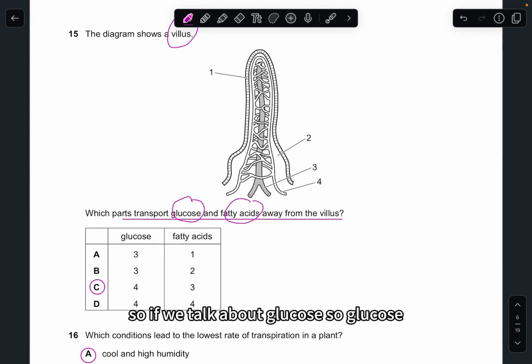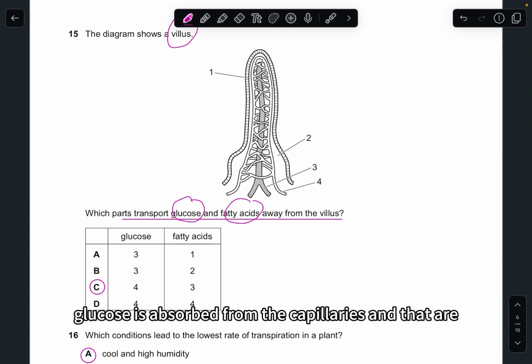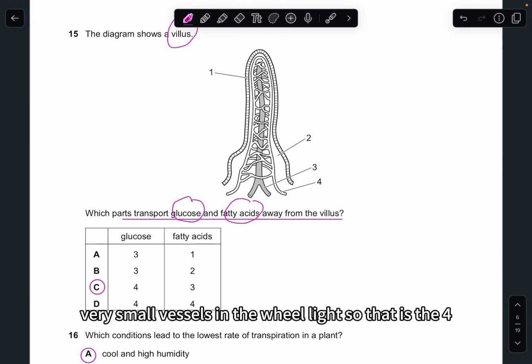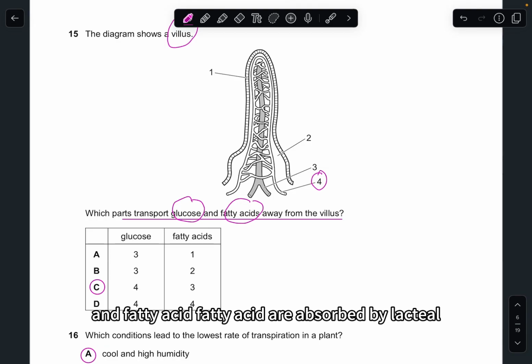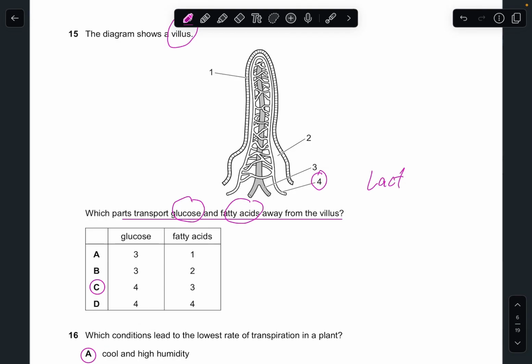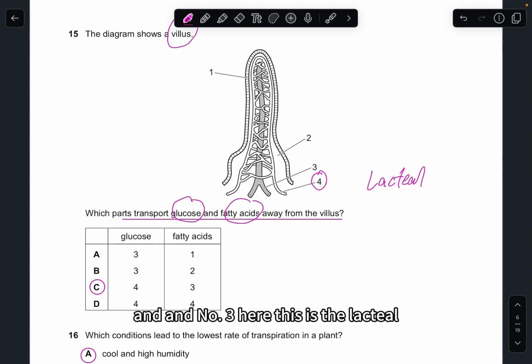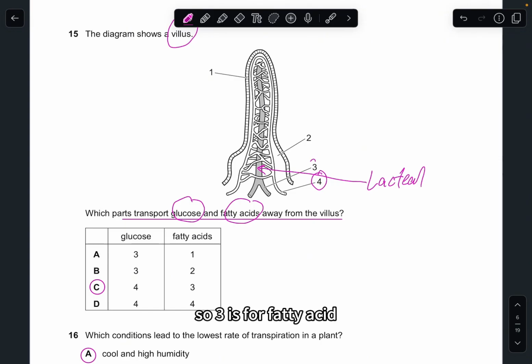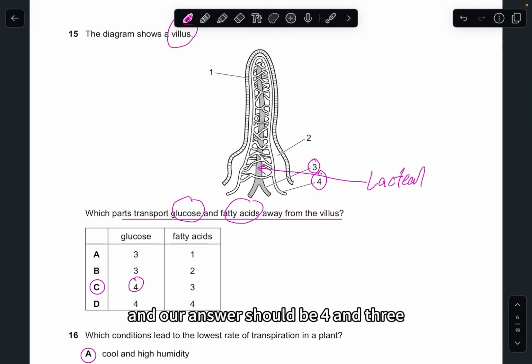So if we talk about glucose, glucose is absorbed from the capillaries, which are very small vessels in the villi. So that is number 4. And fatty acid is absorbed by the lacteal. Number 3 here is the lacteal, so 3 is for fatty acid. Our answer should be 4 and 3.